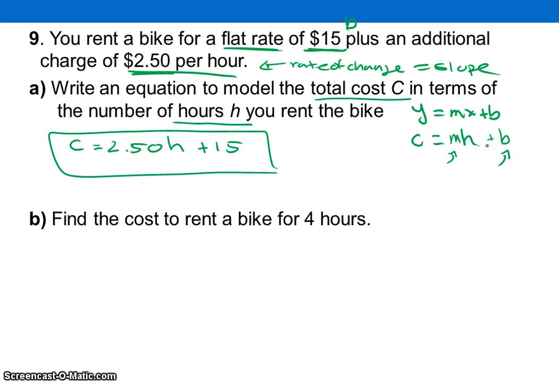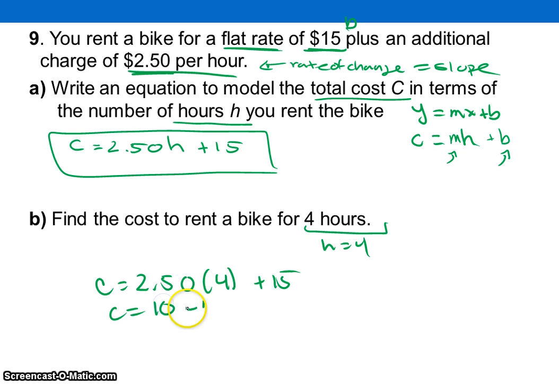Okay, so now we're going to find the cost to rent a bike for 4 hours. So 4 hours, what does that mean? Well, the 4 hours, remember from your last equation, was the H. So I would plug in 4 hours wherever I saw H in this equation. Okay, so C is 2.50 times H, which is 4, plus 15. 2.50 times 4, Miss Fitzgerald? Is 10. Okay, so it's 10 plus 15, which is 25.